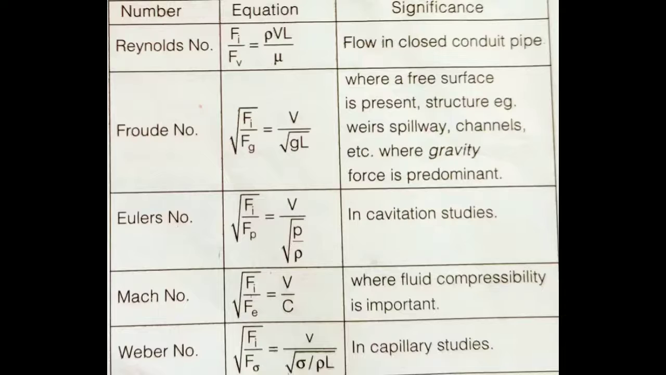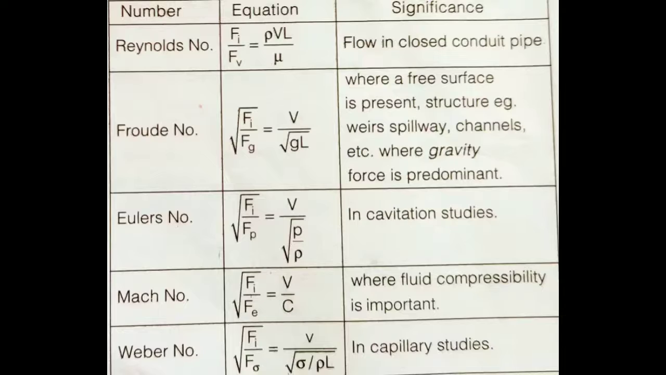Next number is Euler's number. Equation is root of Fi by Fp equal to V by root of p by rho. It is used in cavitation studies. Next number is Mach number. Mach number equation is root of Fi by Fe equal to V by C, where fluid compressibility is important.